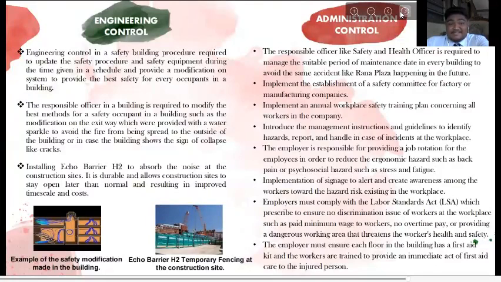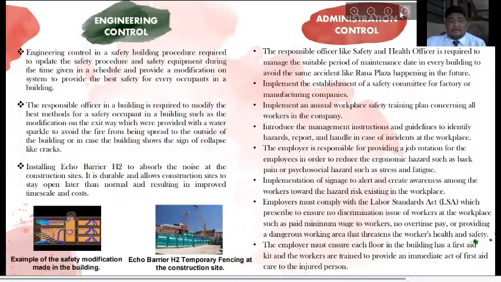The responsible officer, which again is the safety and health officer in a building, is required to modify the best method for the safety of the occupants in a building, such as the modification on the exit way, which will be provided with a water sprinkler to avoid the fire from spreading to the outside of the building in case the building is on fire or a collapse or crack or anything that could cause a problem for the building.